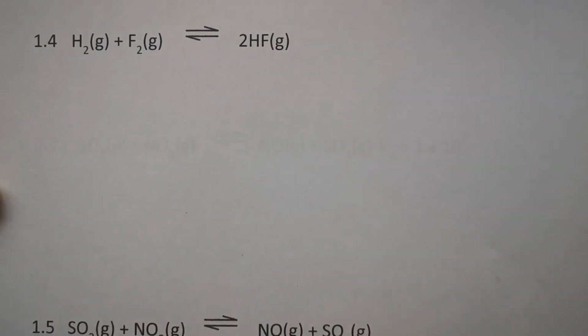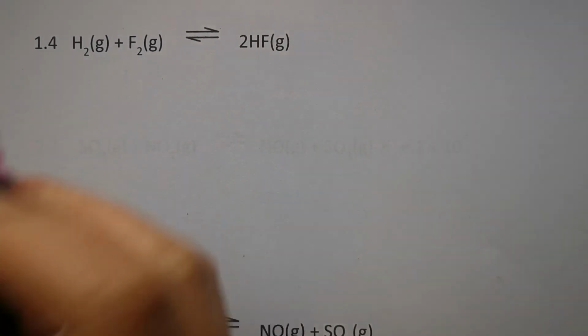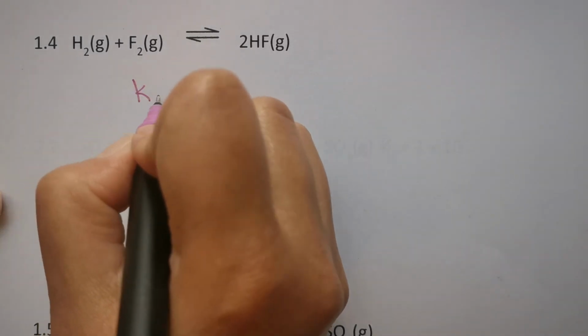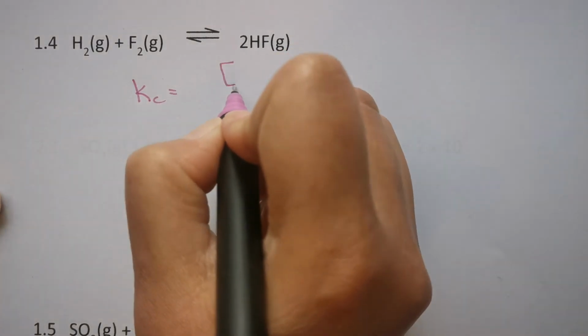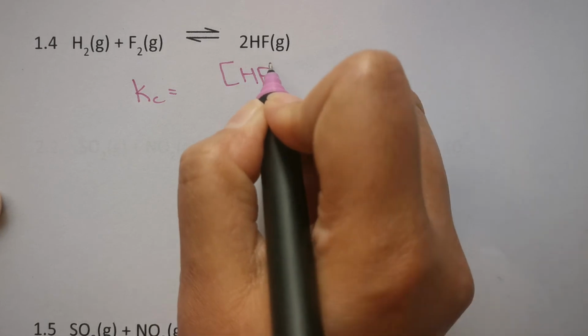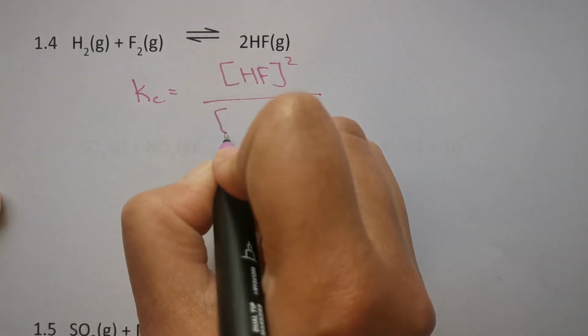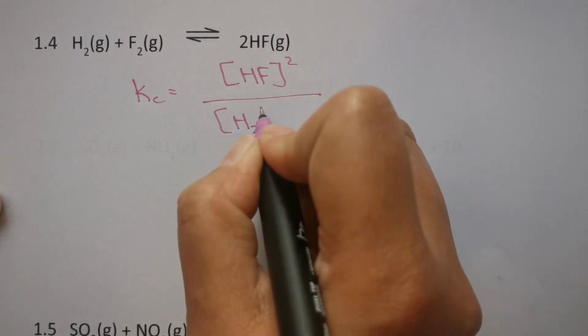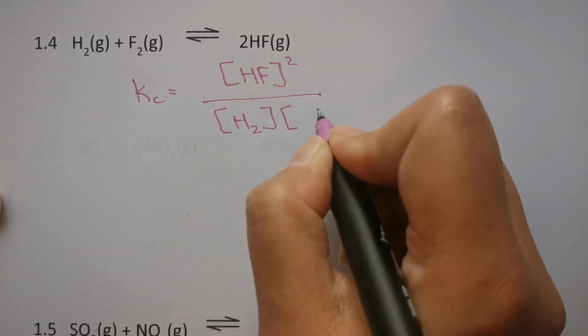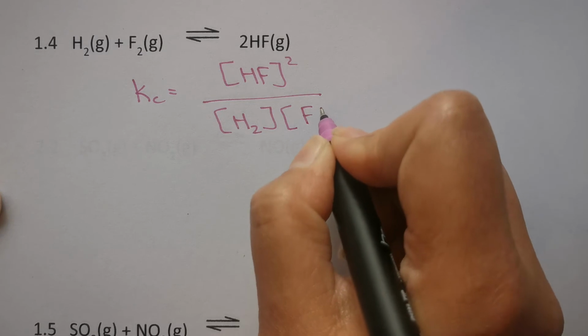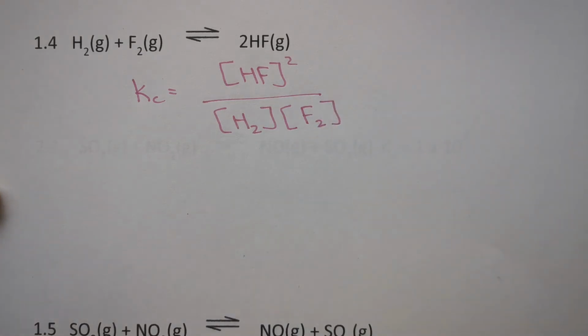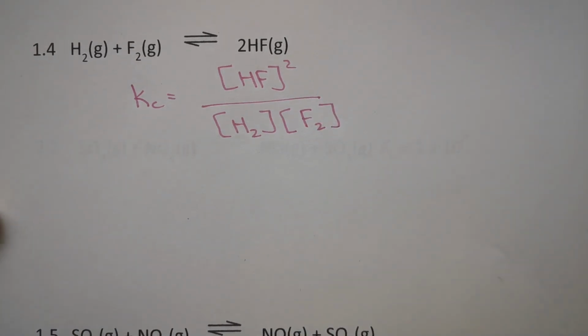For the next one, let's have a look. Again, Kc is equal to concentration of the products. So I have HF raised to the power of 2 over hydrogen multiplied by my fluorine. Okay. And that's my Kc expression for 1.4.